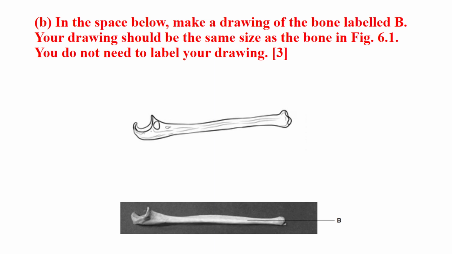The dimensions have been carefully maintained. In terms of proportions and detail, capture the essential characteristics of the bone, showcasing its shape and structural features. This careful attention to detail helps to highlight the unique aspects of bone B, which are crucial for understanding its function in the skeletal system.